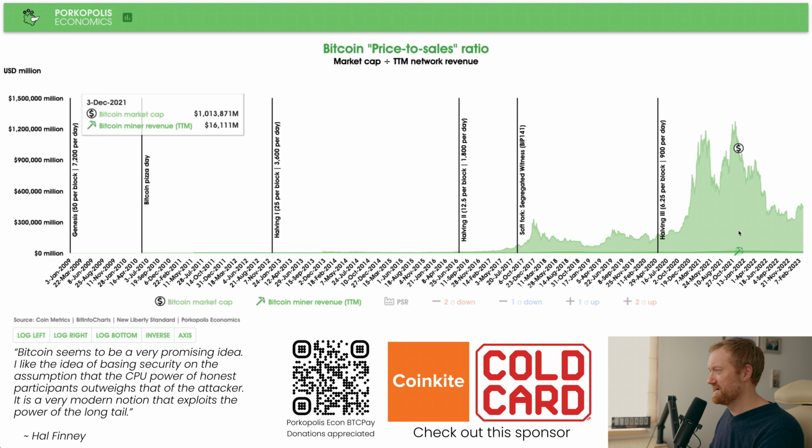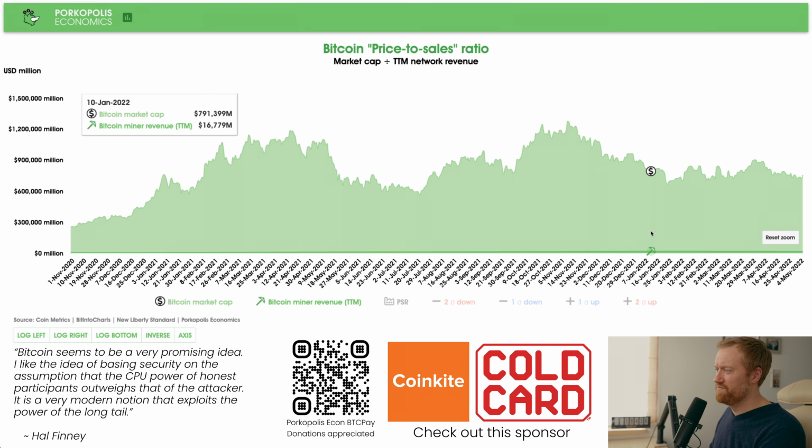So as I just mentioned, we got to $1.3 trillion in market cap in November 2021. So the revenue for miners was also at an all-time high about that time. It got to, on a trailing 12-month basis, $15+ billion, actually did hit 16 billion, close to $17 billion, right about here. This is trailing 12-month miner network revenue.